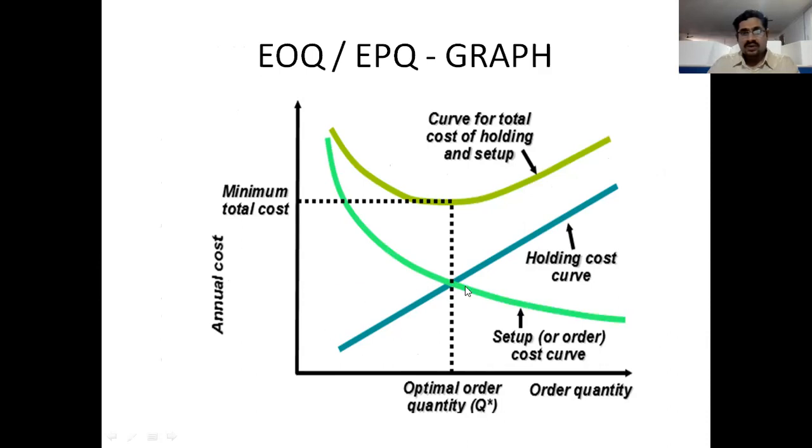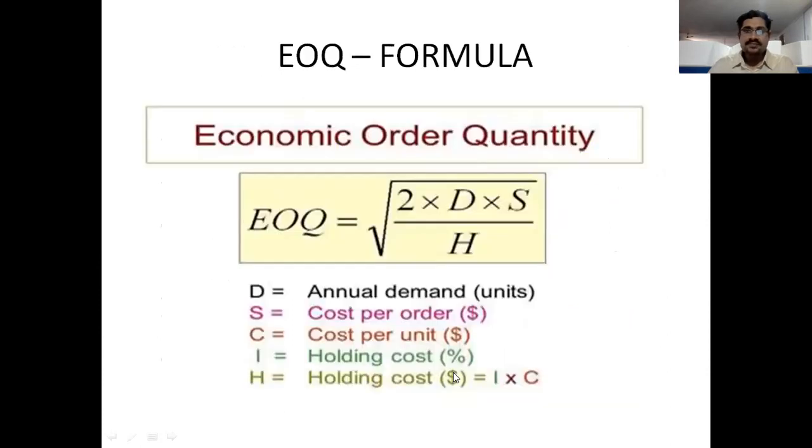So at this cost and this level of quantity, we get EOQ, right? So this is the formula: square root of 2 into annual demand into ordering cost by holding cost. Already I told you these things. Annual demand for 1 year means how much material we need to procure. That quantity for the total of 1 year is called the annual demand.